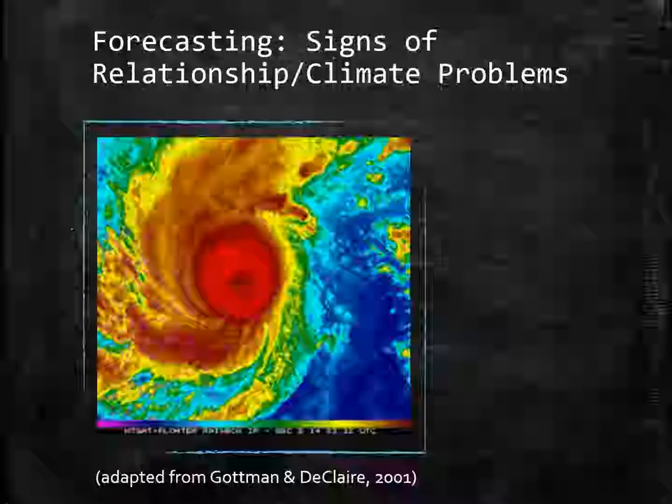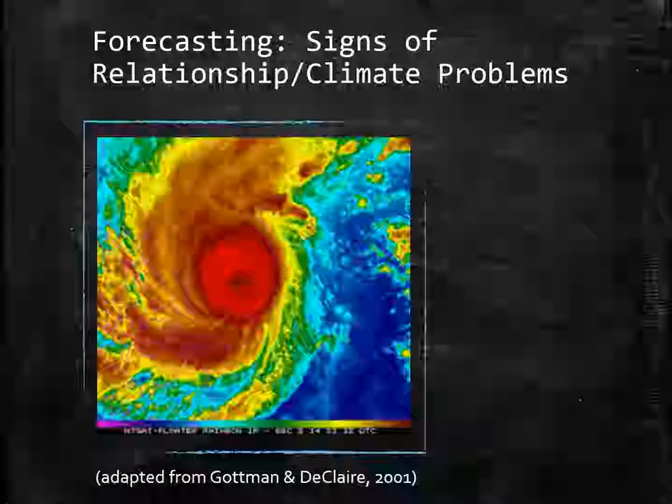In this next section, I'm going to talk about signs of relationship and climate problems. This first set of information I've adapted from the work of the Gottman Institute, and much of it appears on the Gottman blog. There are citations here, and at the end of the presentation there will be slides with the references so you can locate this information.